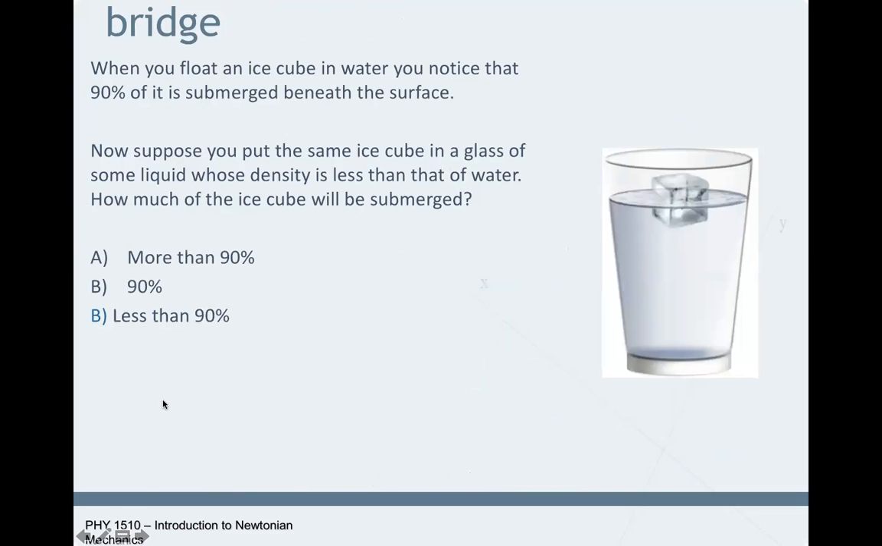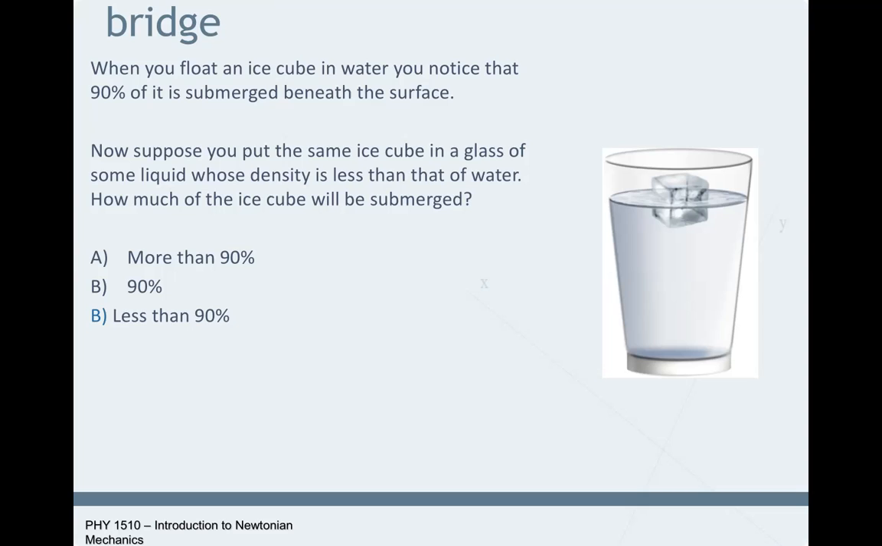This is also a bridge question. I think it should be easy to answer at this point. If we put our ice cube in water, we notice 90% is underneath the surface, which makes sense because we know that the density of ice is about 90% of the density of the water. Now, if we put the same ice cube, but instead of putting it in water, we put it in a liquid that has less density than water, would the ice cube be submerged more or less?